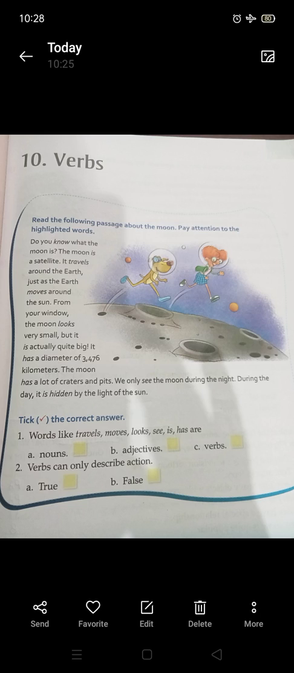If you look at the below, tick the correct answer. Words like travels, moves, looks, see, is, has, are verbs. Okay. And number 2, verbs can only describe action.